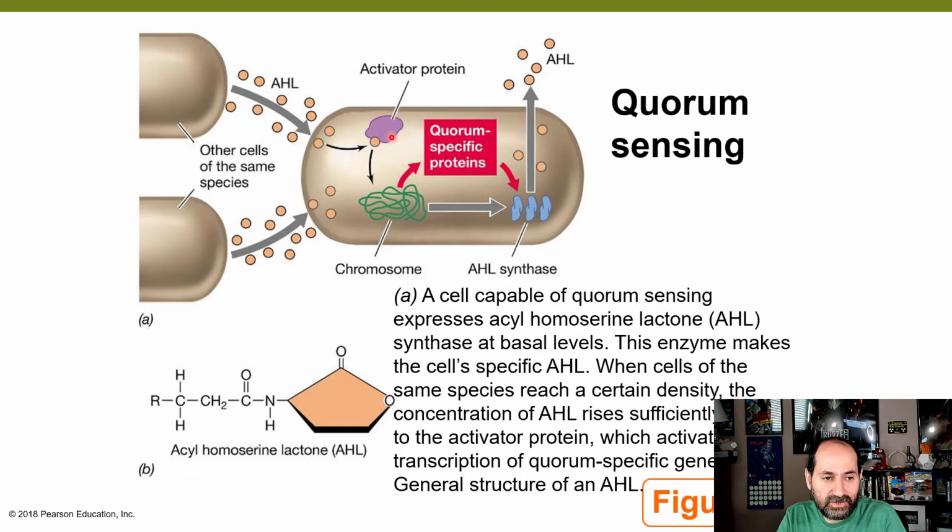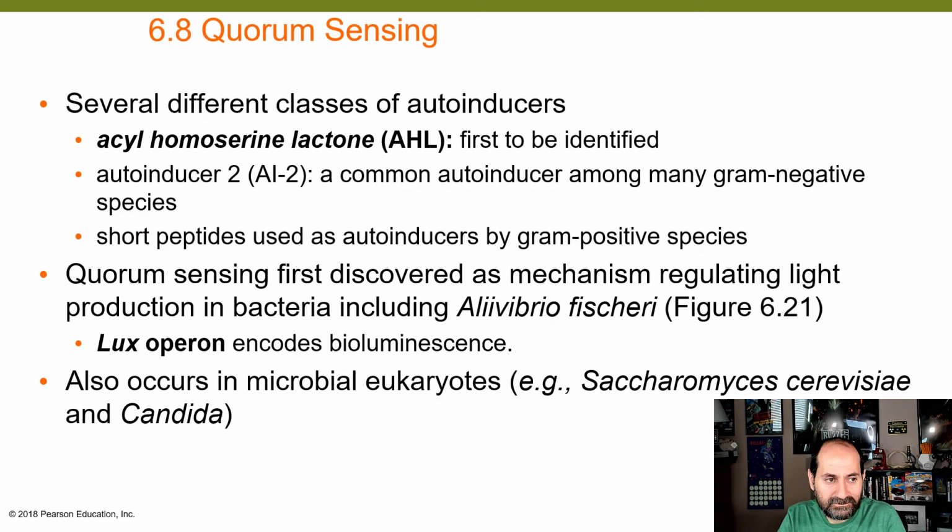to bind to the activator protein. And now this activator protein can bind to specific promoters on the bacterial chromosome, promoting gene expression of quorum specific proteins. And now you have these quorum specific proteins to do the quorum specific task, which is, again, like make a toxin or be involved in bioluminescence. Isn't that cool? So several different classes of these autoinducers are created.